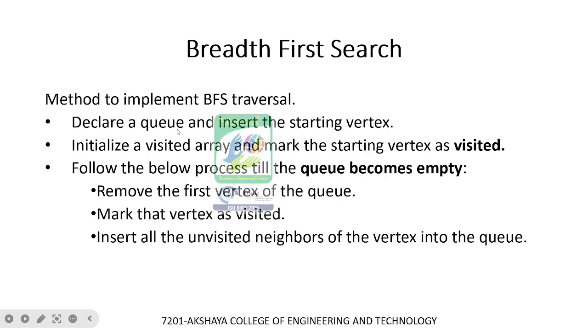First we have to declare a queue and insert the starting vertex. Next, initialize the visited array and mark the starting vertex as visited. Next, we have to check whether the queue becomes empty or not. If the queue becomes empty, the process will be stopped. If the queue is not empty, we have to do three processes. One is remove the first vertex of the queue. Next, mark the vertex as visited. Then insert all the unvisited neighbors of that vertex into the queue. So this is the implementation of BFS traversal.